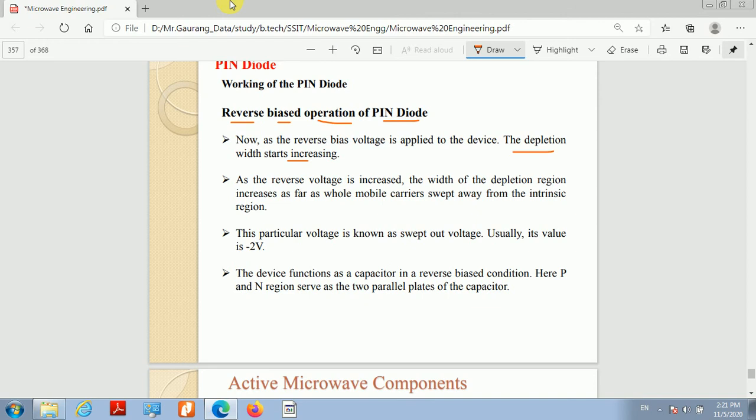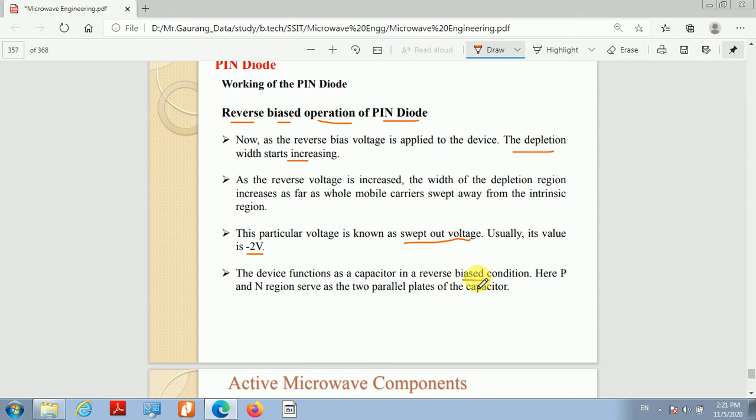करेक्ट, फिर से अगर हम रिवर्स वोल्टेज इंक्रीज करते जाएंगे, देन विड्थ ऑफ द डिप्लेशन लेयर इज इंक्रीज. एक ऐसा स्टेज आएगा कि होल मोबाइल कैरियर्स आर स्वेप्ट आउट फ्रॉम द इंट्रिंसिक रीजन, एंड द पर्टिकुलर वोल्टेज एट विच दिस हैपन्स इज बेसिकली नोन एज अ स्वेप्ट आउट वोल्टेज, एंड यूजुअली टिपिकली इट्स वैल्यू इज -2 volt. ओके, एंड as I mentioned earlier, the device function as a capacitor in the reverse bias condition.